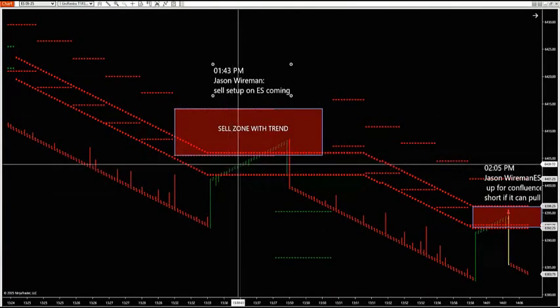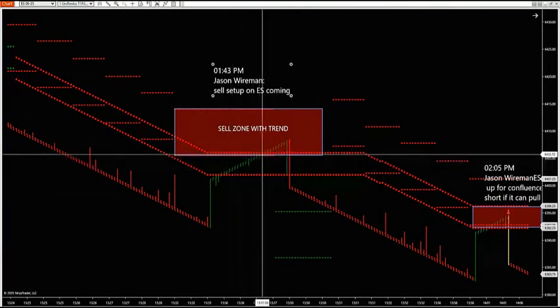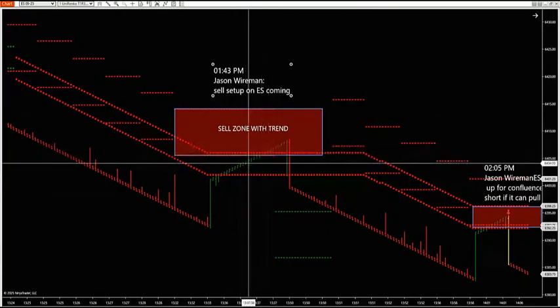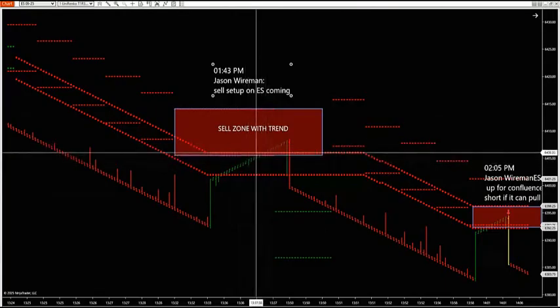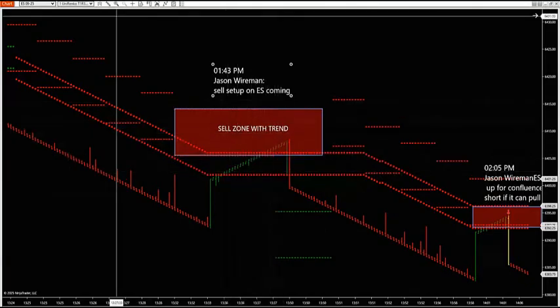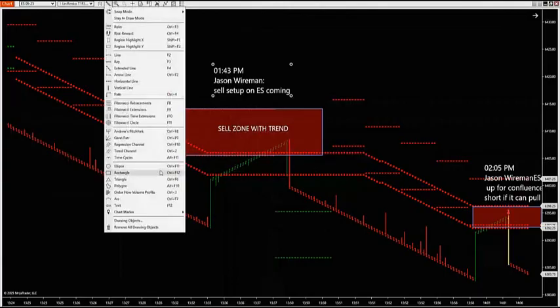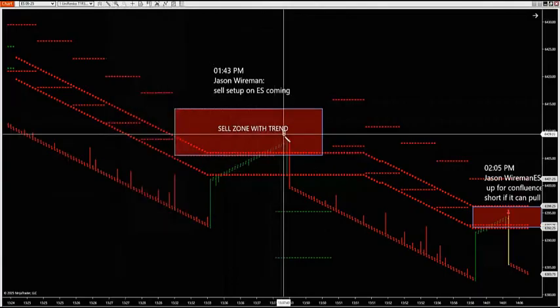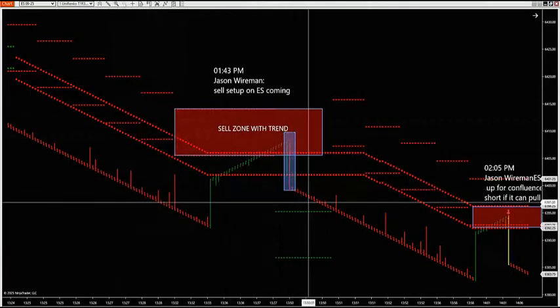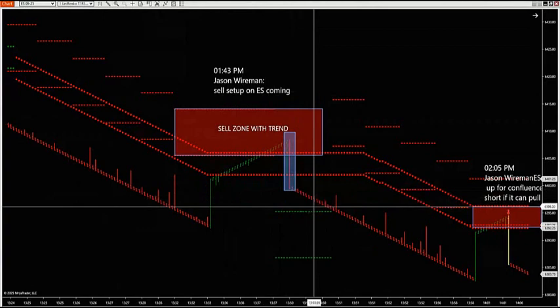So we came into my zone. Now it's not a confluence zone because it broke my 30-year back tested zone, but it got into my sell zone with trend. There's your reversal candle. So you won't see a yellow trigger if you break outside of my 30-year back tested zone. It's got to stay inside of it, okay? It's got to stay inside of it and then reverse, and then you get a yellow trigger candle.